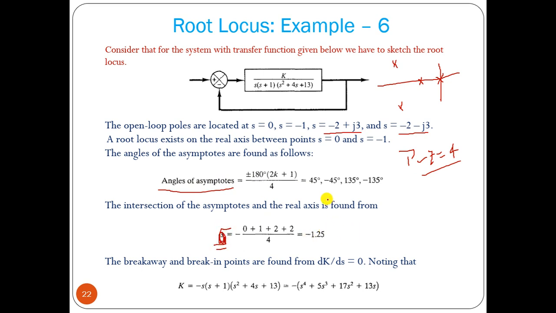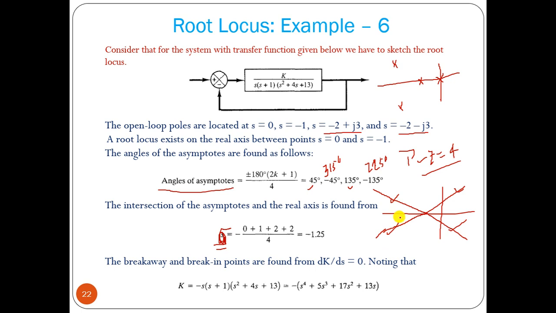So the angles we can find out are 45 degrees, 135 degrees, 225 degrees and 315 degrees. So these are the 4 asymptotes in this particular plot.